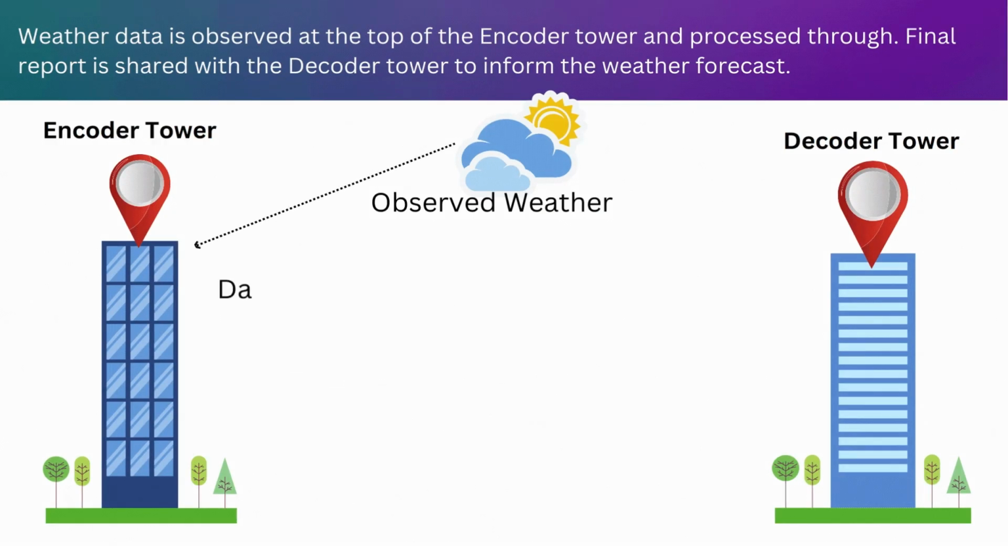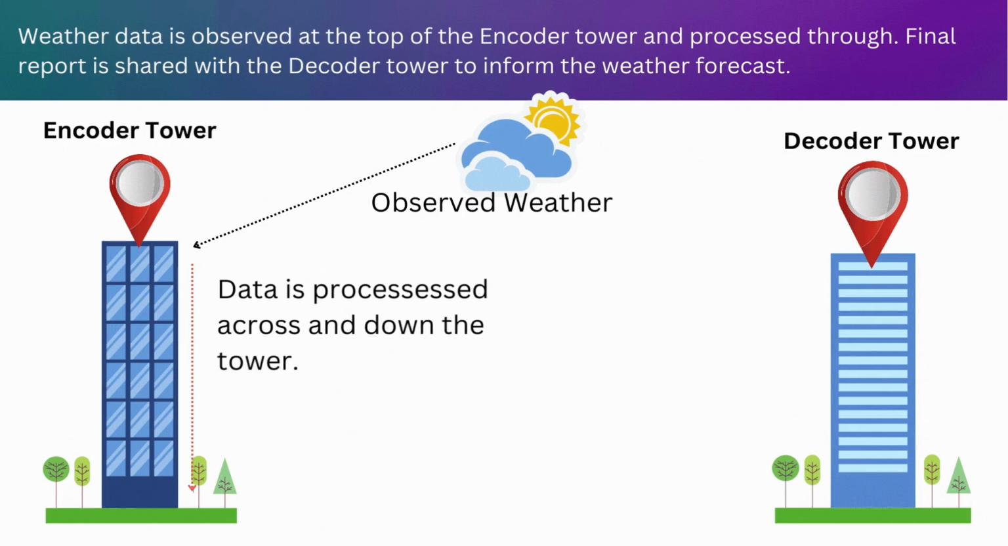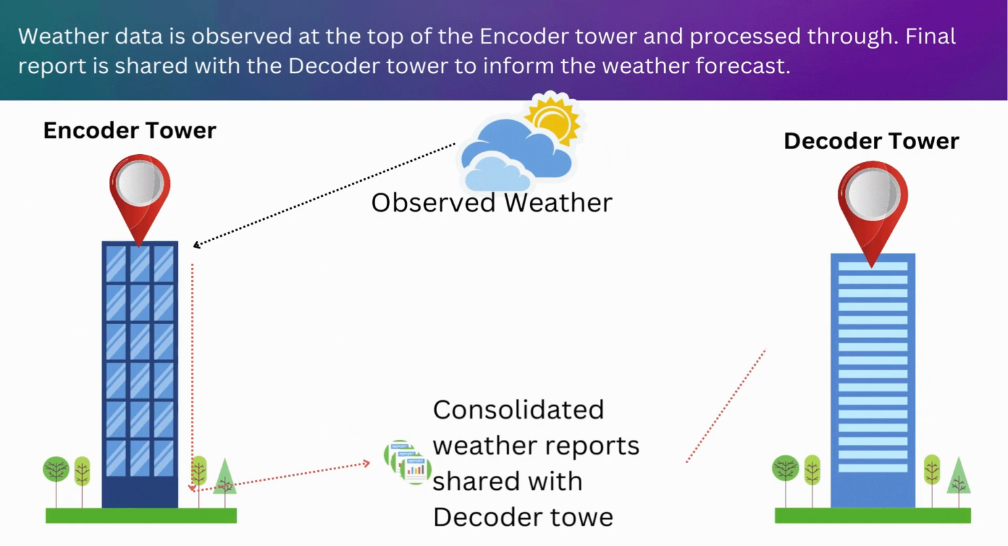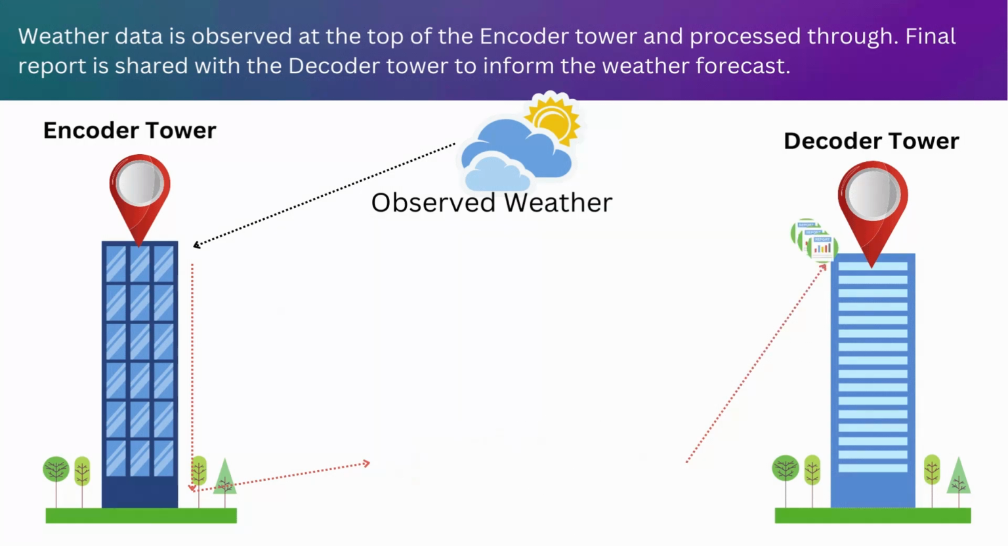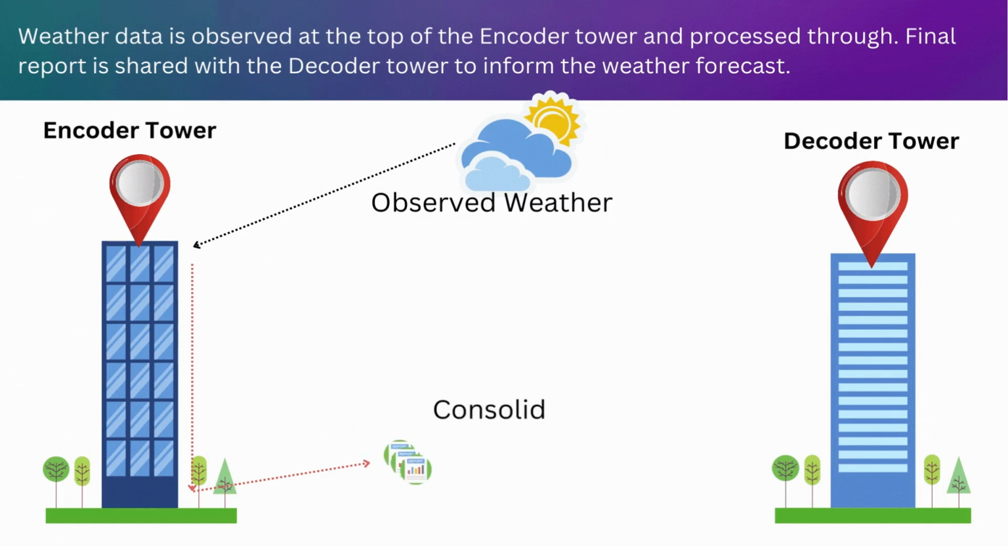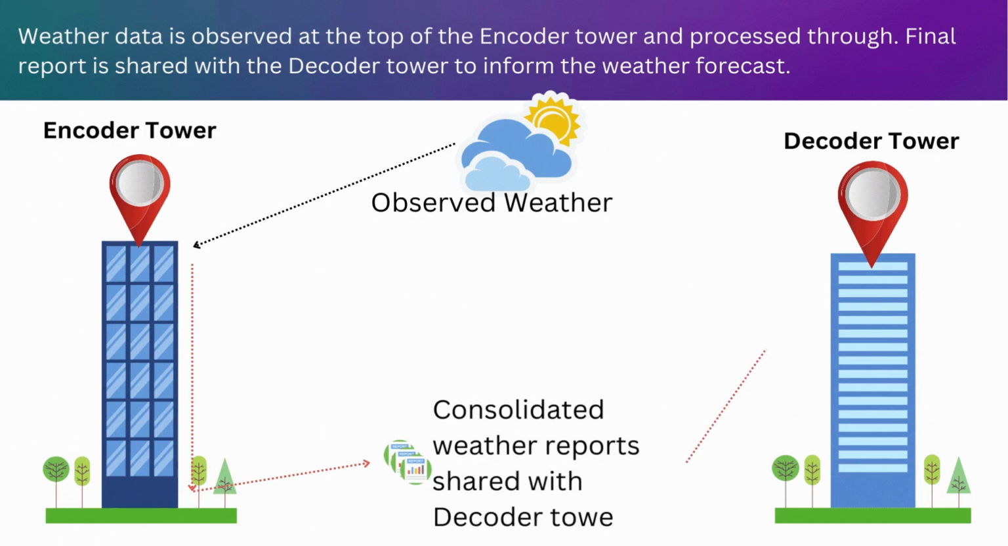So let's explore how the encoder tower works together with the decoder tower to actually generate that forecast. And we'll go into more detail about the decoder tower later on in the slides, okay? So we've already said that the weather is observed from the top of the tower. And you can see this here. Weather is observed, that information is taken in. It's processed downwards through the tower, and then we deliver some kind of report there at the bottom of the tower, right? So you can see that report is delivered and sent across to the decoder tower.